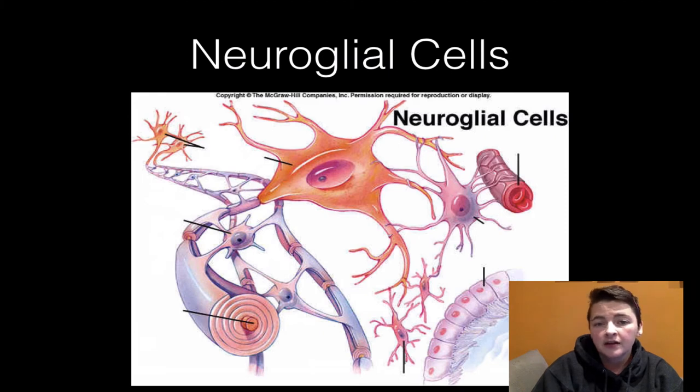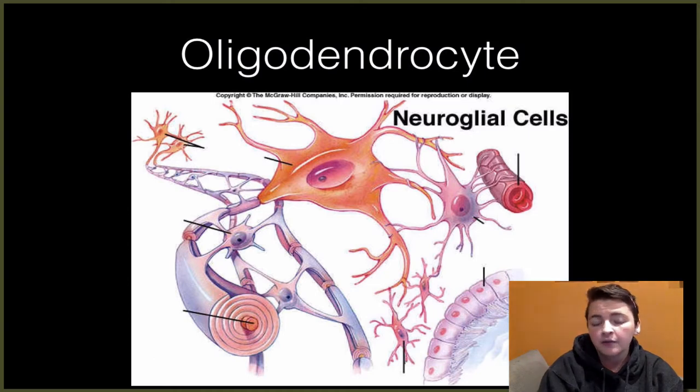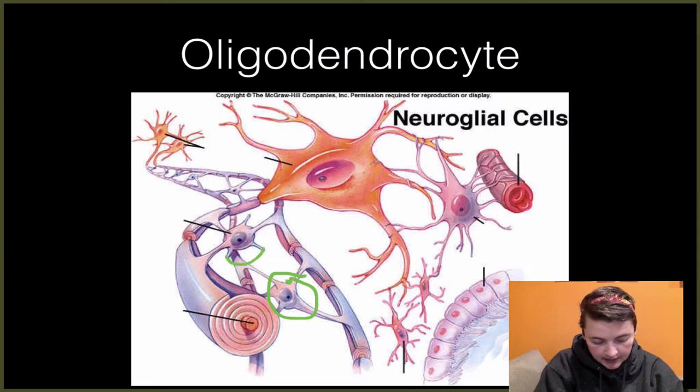Neuroglial cells are support cells for the nervous system. Microglial cells clean up the nervous system. These are microglial cells here. Oligodendrocytes form the myelin sheath. This is the oligodendrocyte here and here. This is the myelin sheath. You can see that it wraps around that axon.